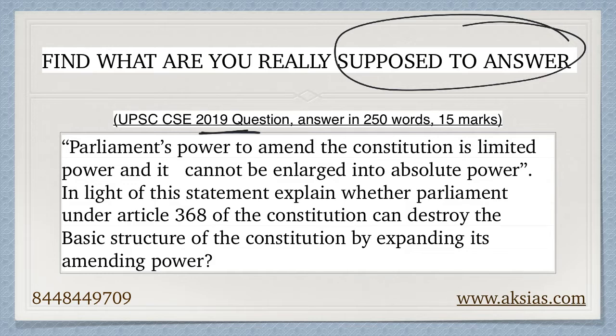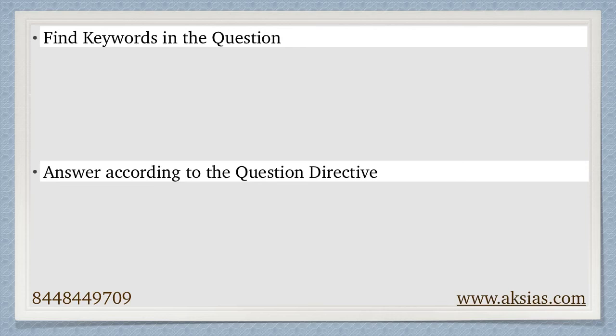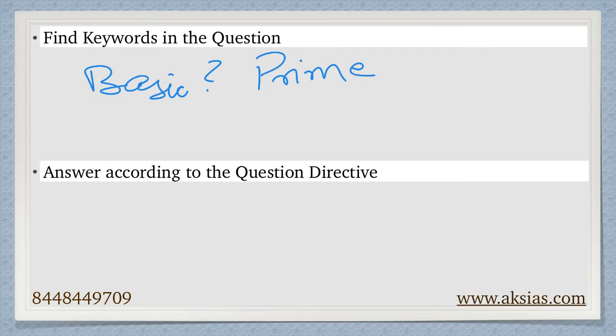This is a question asked in GS paper 2, which states that the Parliament's power to amend the Constitution is a limited power and it cannot be enlarged into absolute power. In the light of the statement, explain whether Parliament under Article 368 of the Constitution can destroy the basic structure of the Constitution by expanding its amending power. So in the above question, you are supposed to explain whether the Parliament can destroy the basic structure of the Constitution. This should be the prime focus when you write an answer to this kind of question.